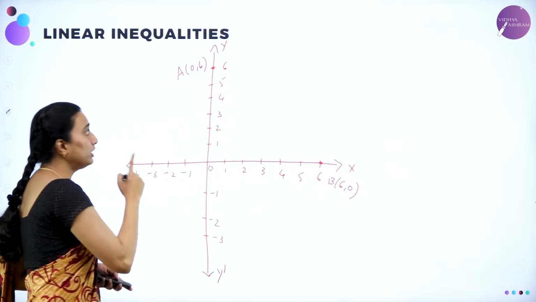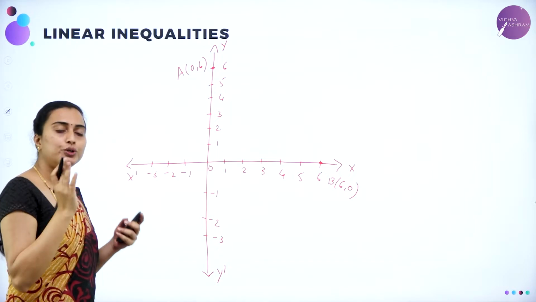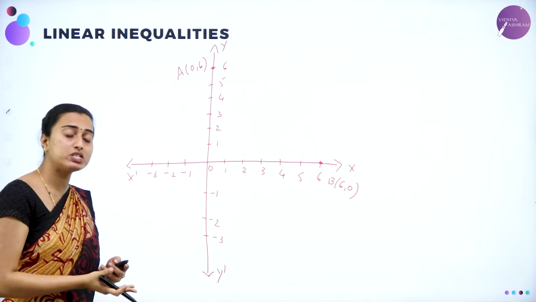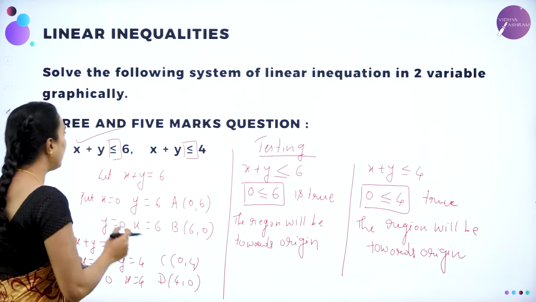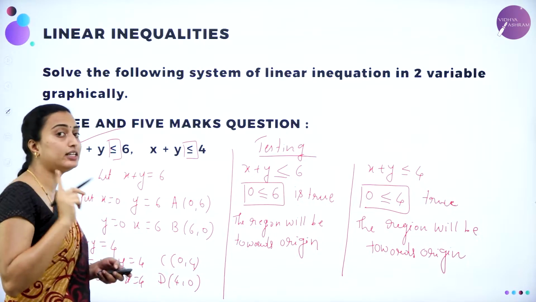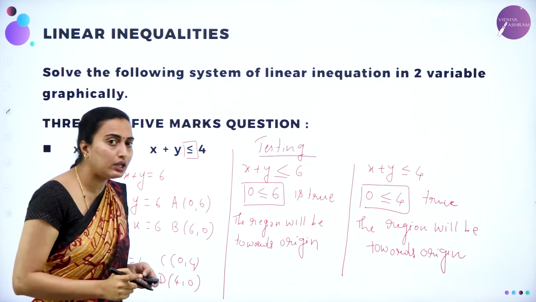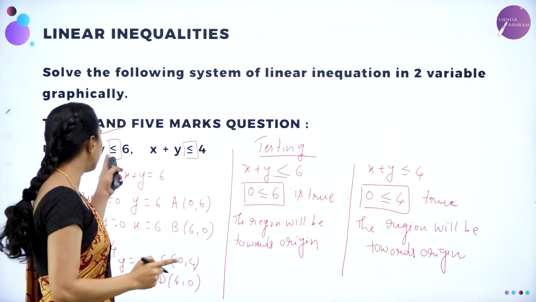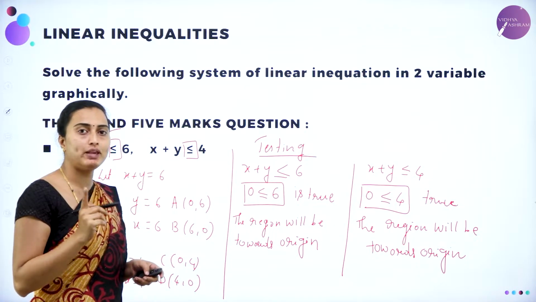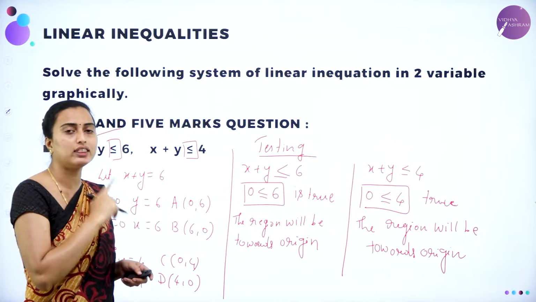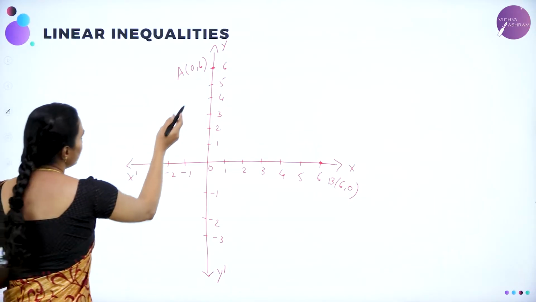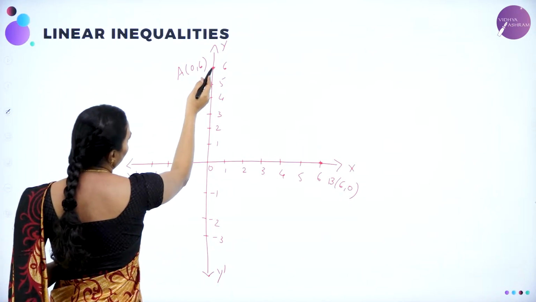Now, you need to mark that point. You need to join those points by which line? Solid or broken? If they have given the slack inequality, it is a solid line. If they have given strict inequality, it is a broken line. Now, slack inequality they have given, it should be a solid line. Let us join those points by a solid line. So, joining these 2 points by a solid line.